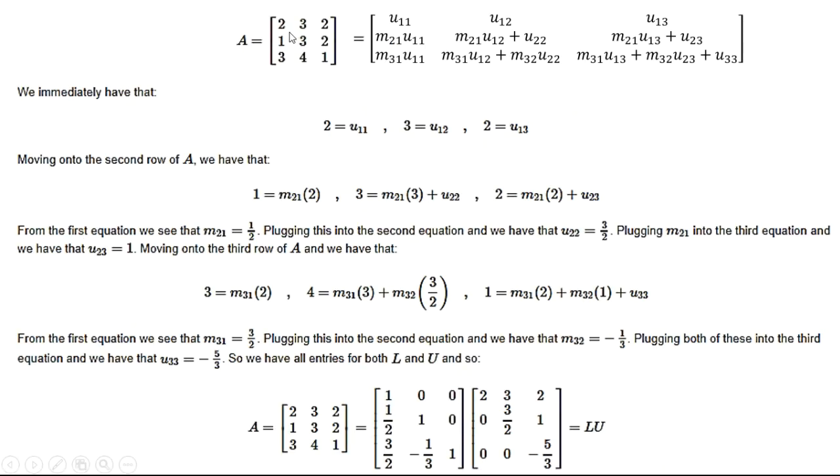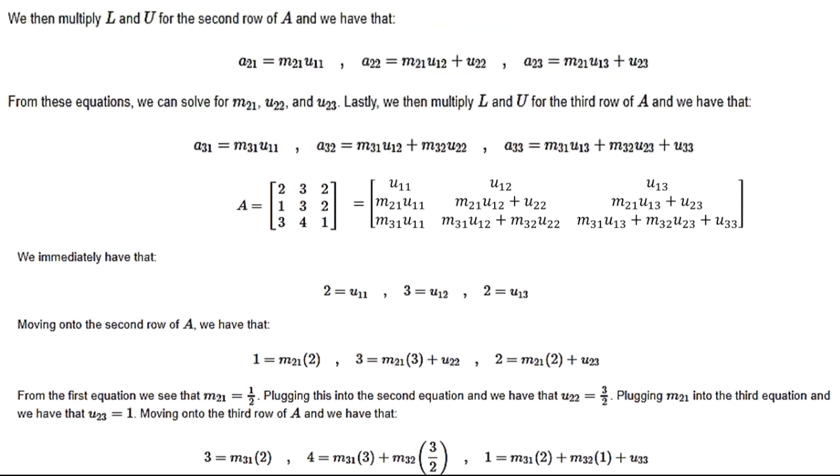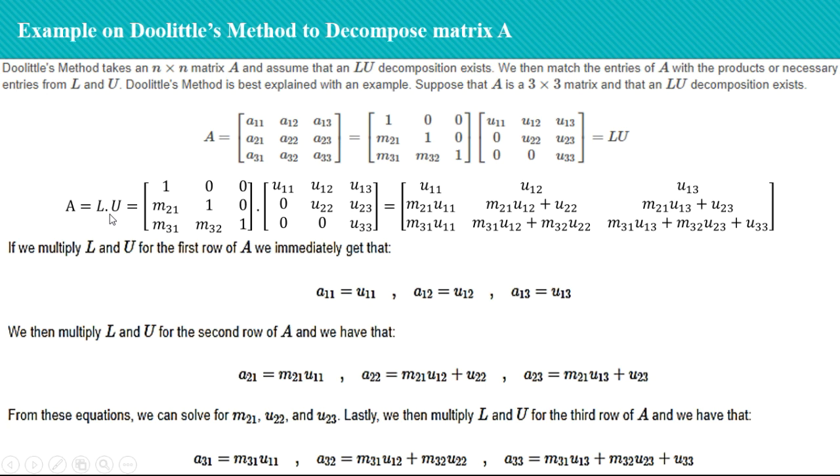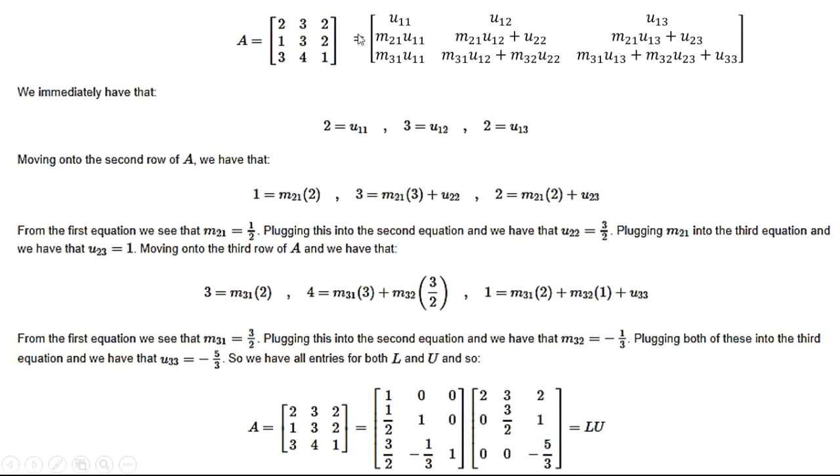Let us consider we have a matrix A is equal to 2, 3, 2, 1, 3, 2, 3, 4, 1. So, as we have considered previously, you need to assume that we can decompose these matrices to LU factorization. So, I assume that A is equal to this resultant matrix, and after this assumption, u11 will be equal to 2, u12 will be equal to 3, and u13 is equal to 2. And in the same way, now m21 and u11 is equal to 1.